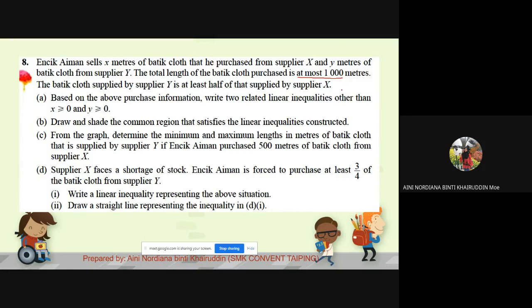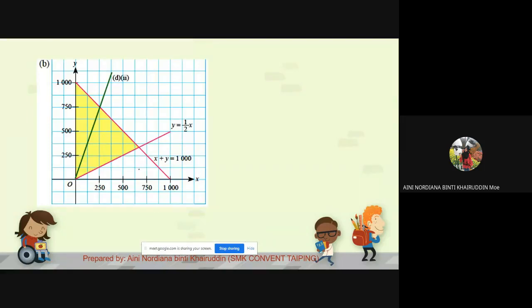So X plus Y less than or equal 1,000. Satu lagi, at least half. So Y greater than or equal 1/2 X. So this is the answer for A. B. Draw and shade the common region. So kena lukis graf. So ni graf dia lah.